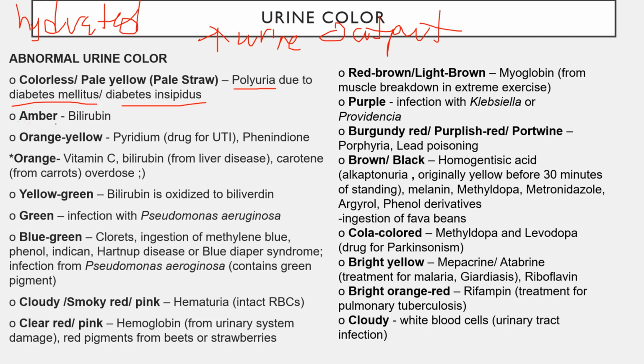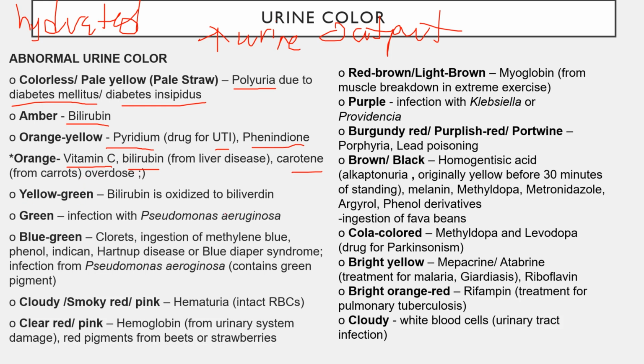Then we have amber. This is usually caused by the presence of bilirubin. Then orange yellow, class. This is caused by the drug pyridium. Pyridium is a drug for UTI. Then phenindione can also cause it. Then an orange urine, class, could be caused by vitamin C, bilirubin, carotene overdose, usually from carrots.